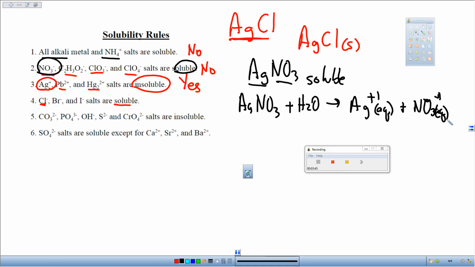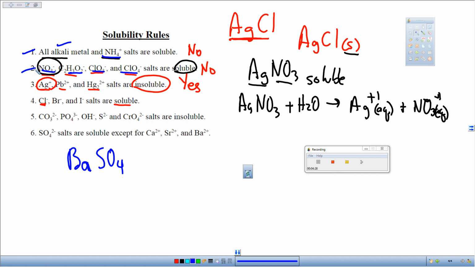If it doesn't dissolve, we should see a solid. If it does dissolve, it means it's soluble. Again, we have to do these in order. One last one: let's do barium sulfate, BaSO4. Is barium an alkali metal? Nope, it's an alkaline earth metal, so that won't work. There's no NH4. Is there nitrate, acetate, chlorate, or perchlorate in this? Nope, it's sulfate. So we skip this one and go to the next one.